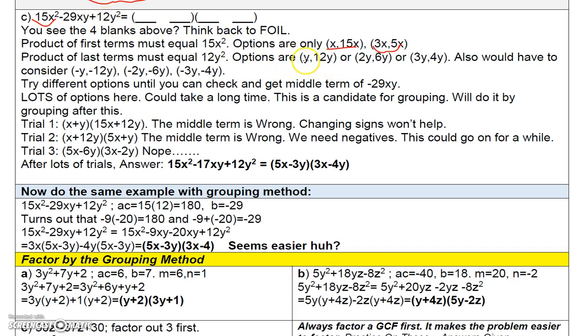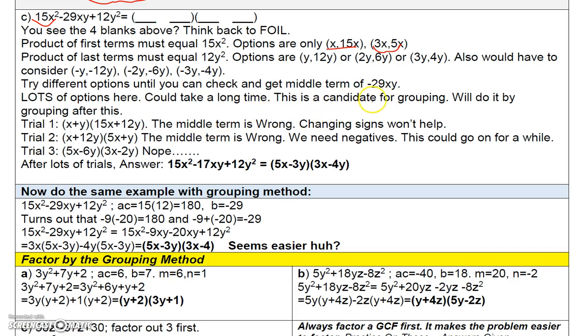You could use y and 12y, 2y and 6y, 3y and 4y, and you'd also have to consider the negative ones. Negative y and negative 12y, their product would be 12y squared as well. So all three of these pairs, their products would be 12y squared as well. And we would try different options until we get the middle term, negative 29xy. So this could take a long time.